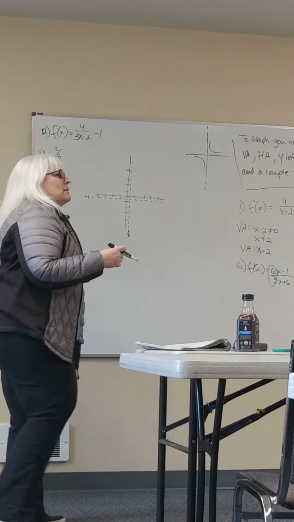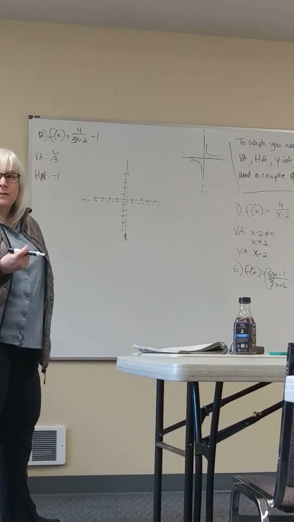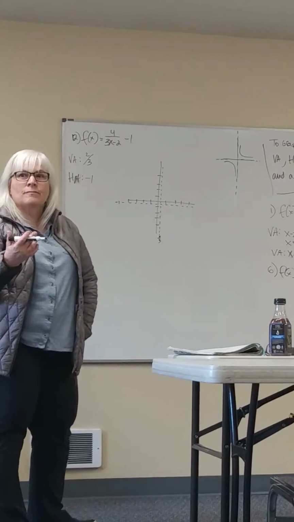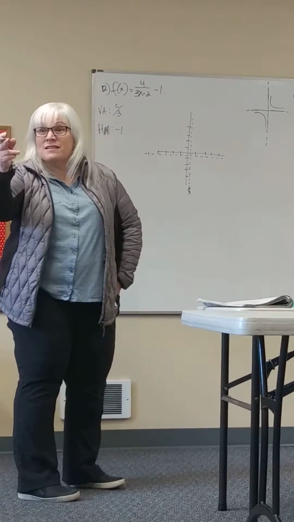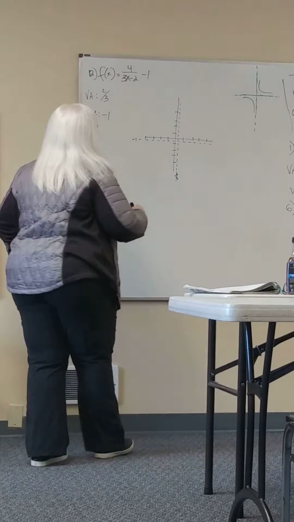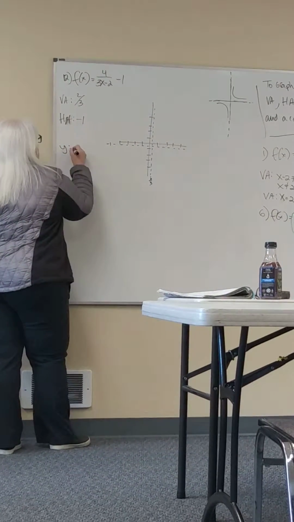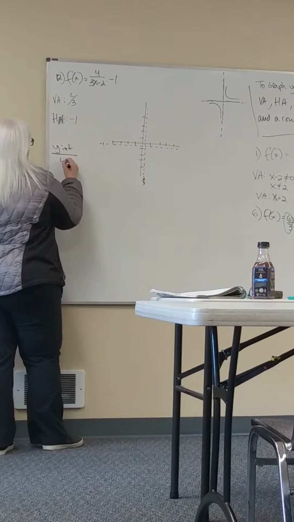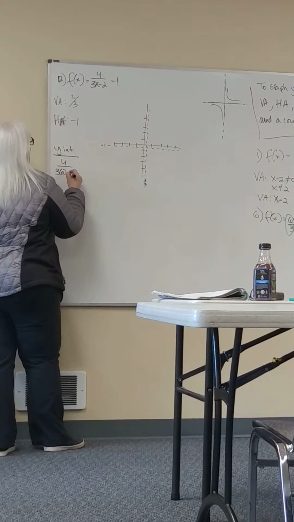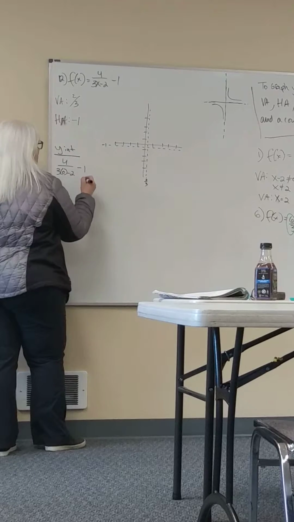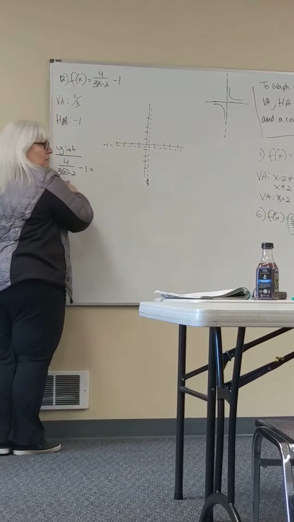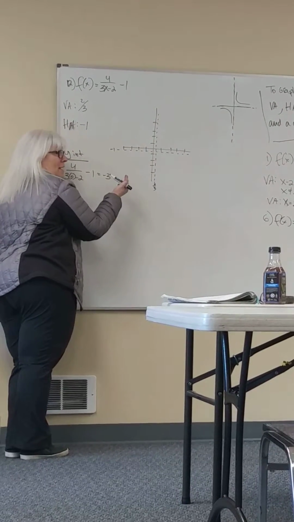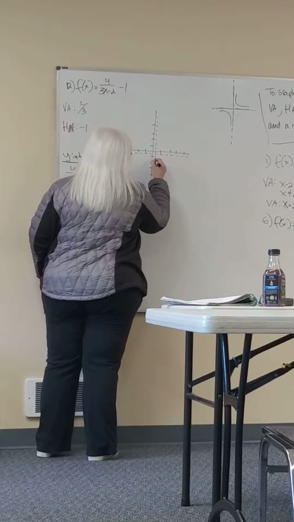Now how do we find the y-intercept of any equation? Make the x be 0, substitute x with 0. So for the y-intercept, you go 4 over 3 times 0 minus 2, minus 1. So you get 4 over negative 2, which is negative 2, minus 1, which is negative 3. So now on the y-axis, you go to negative 3, which is here, and you put a point.